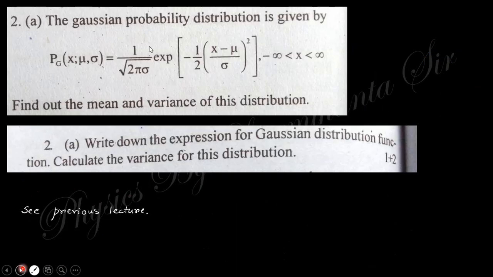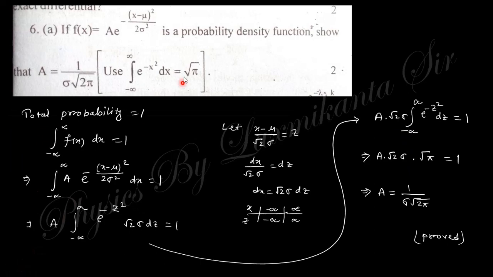Next one. This is the Gaussian distribution function. You need to find the mean and variance. We already discussed in detail in the previous lecture how to find the mean and variance of the Gaussian distribution function. This is the same question. Clear? Next one. If this is a probability density function, the value of a is like that; you can use this formula.